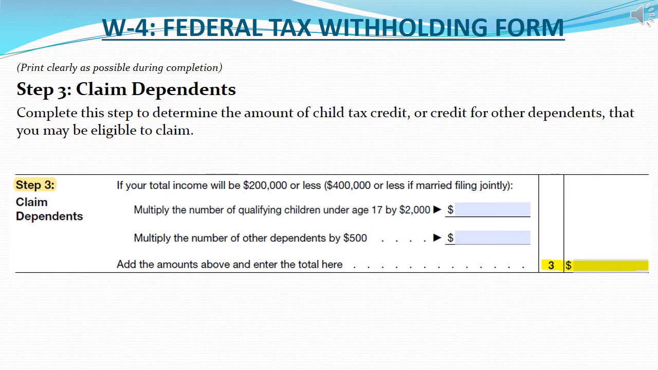Step 3. Claim dependents. This step provides instructions for determining the amount of the child tax credit, and the credit for other dependents, that you may be able to claim when you file your tax return. If applicable, your results will be notated in box 3. Additional instructions can be found on page 3 of this form.